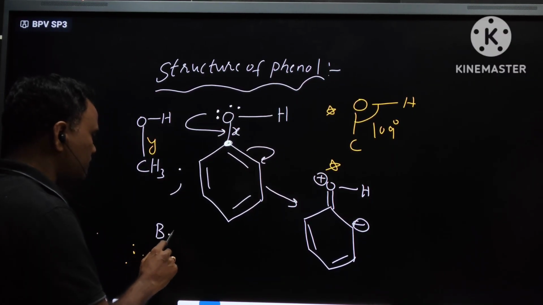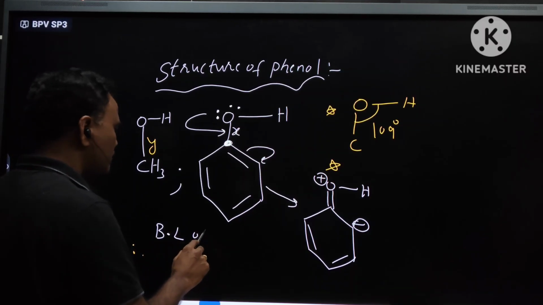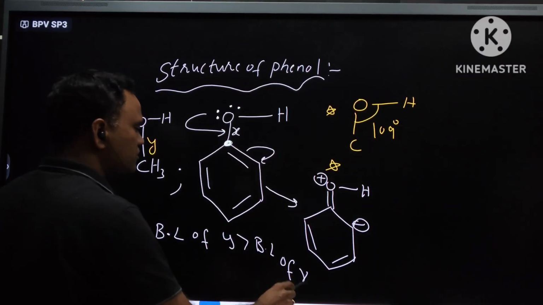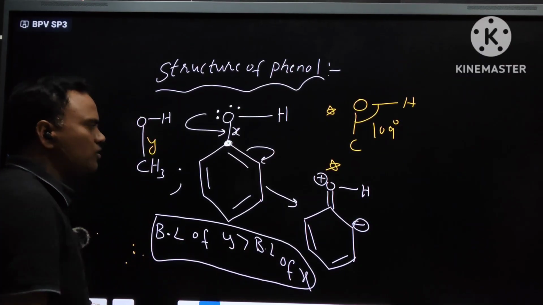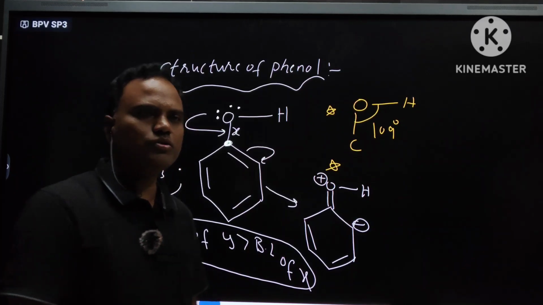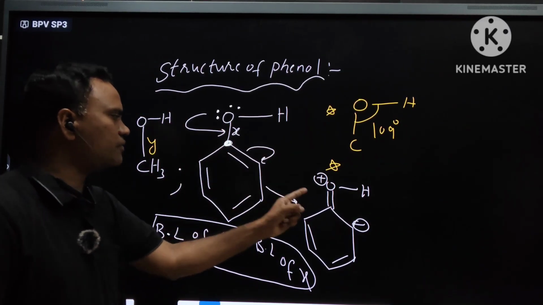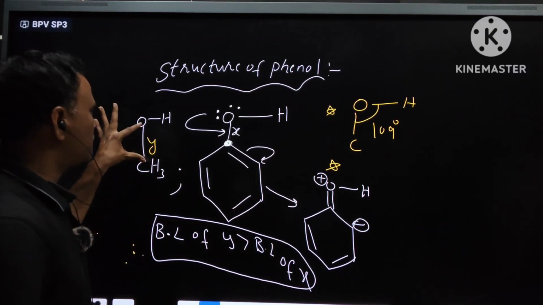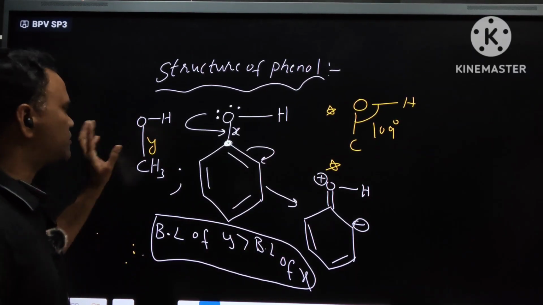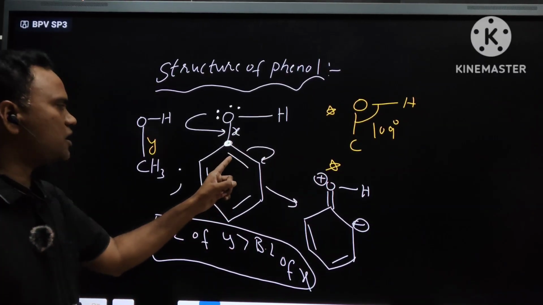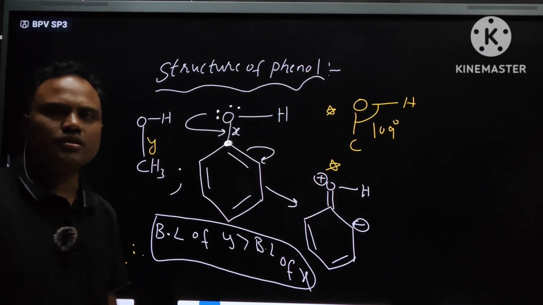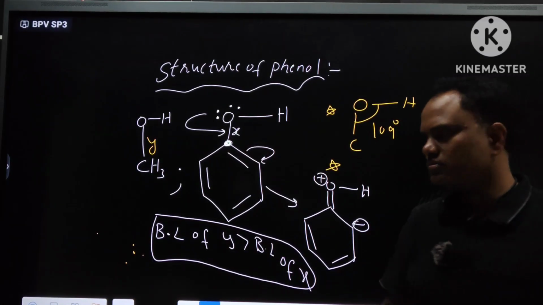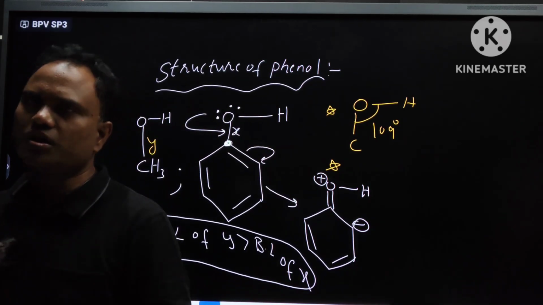See, the bond length of Y is greater than the bond length of X. Underline it. Because of resonance. Due to resonance, what happens? This single bond is converting into a double bond. Double bond length is less when compared with a single bond. Here there is no chance of resonance. Structural requirement is present. That is the importance of GOC. It is clear in every chapter. See, in phenol we started now. We started using GOC.